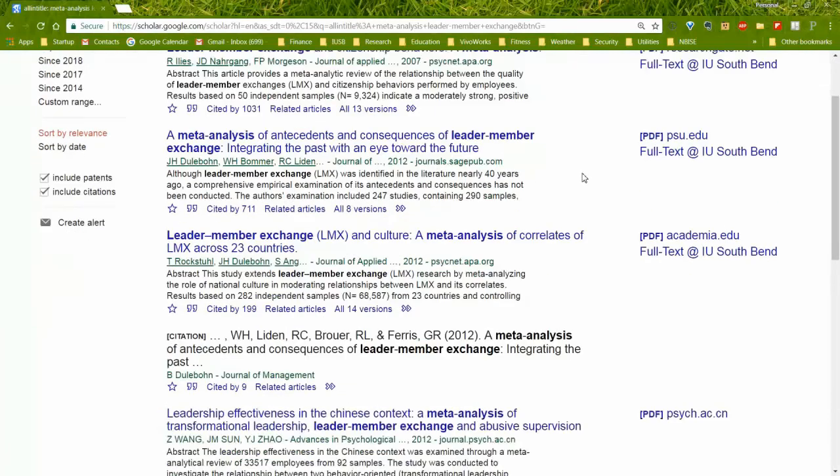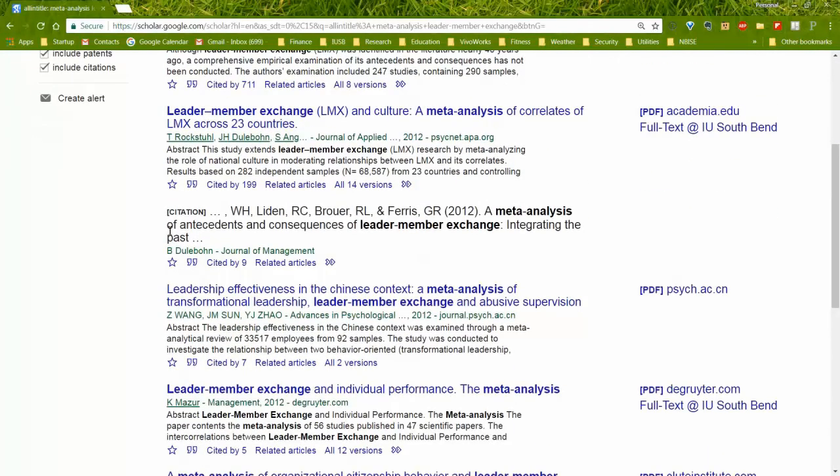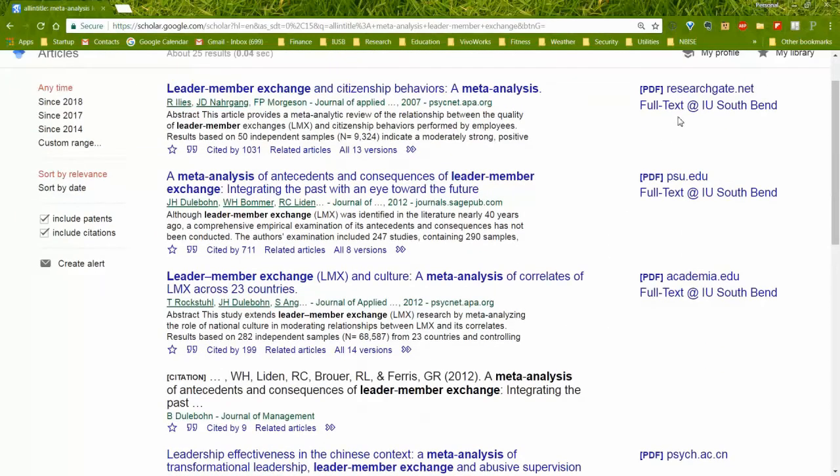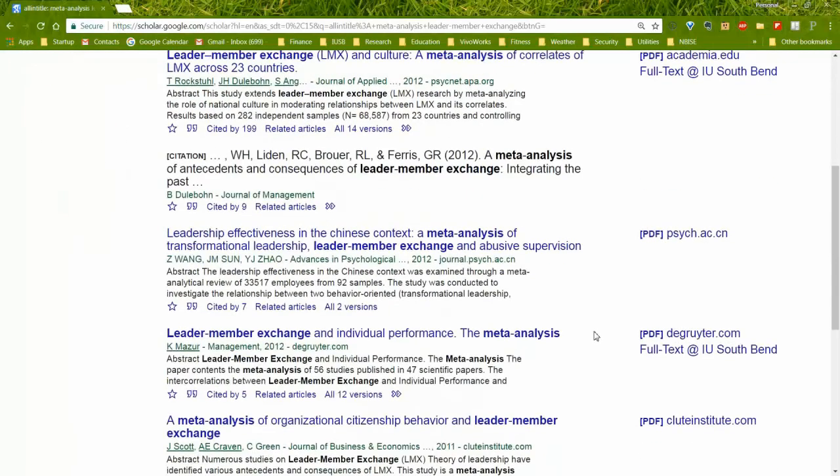As we scroll down the page, notice some of these are in dark text with no ability to retrieve the document here on the right, so we can ignore those. All the others that have full text at IU South Bend or a direct link are accessible to us either directly or from a library.